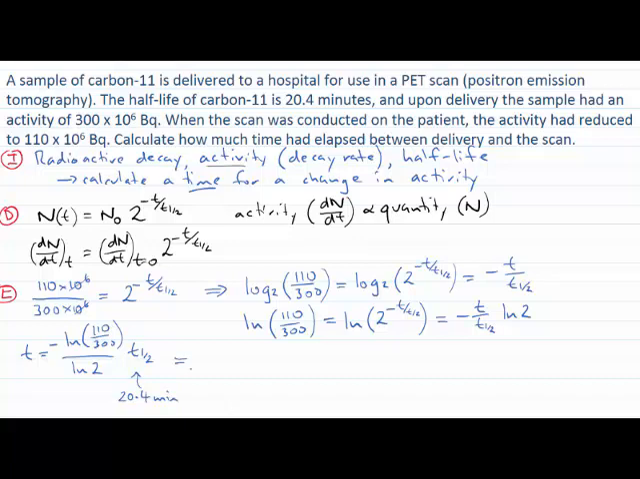So if I just plug into my calculator to find the log of this fraction divided by the log of 2, take the negative of that, multiply by 20.4, I wind up with an answer of 29.5 minutes. So by my calculation, that's the answer to how long it took from delivery to actually using this radioactive material in a PET scan. It took just a bit less than half an hour, 29.5 minutes.